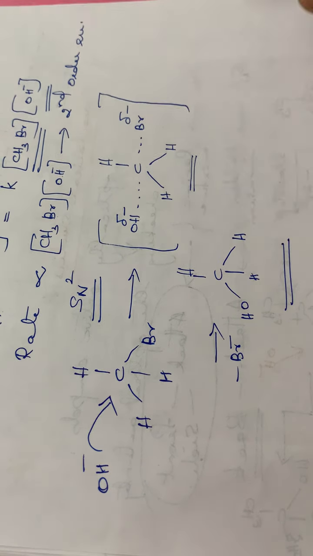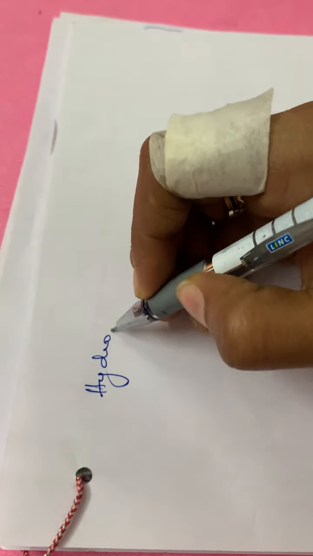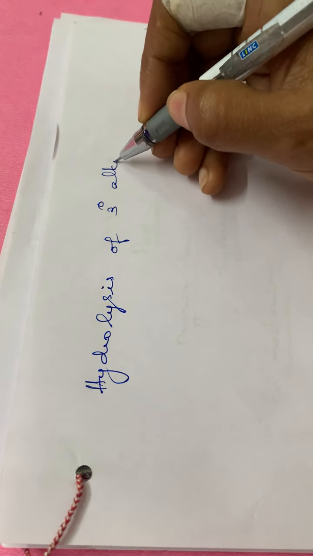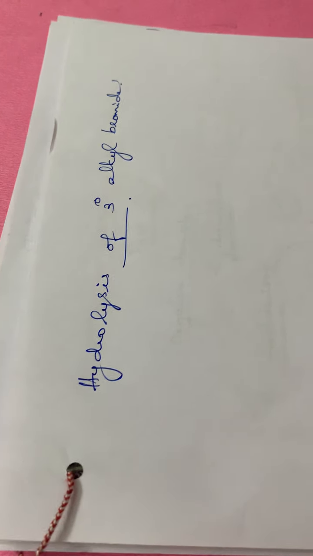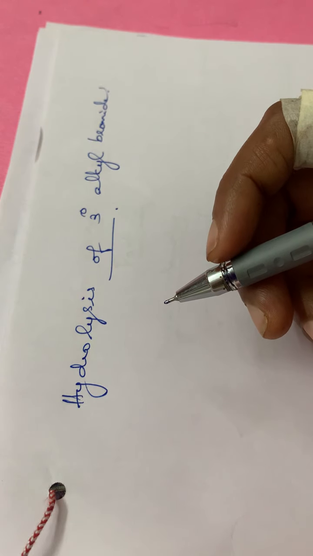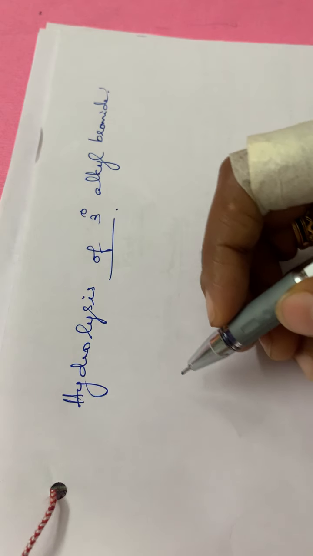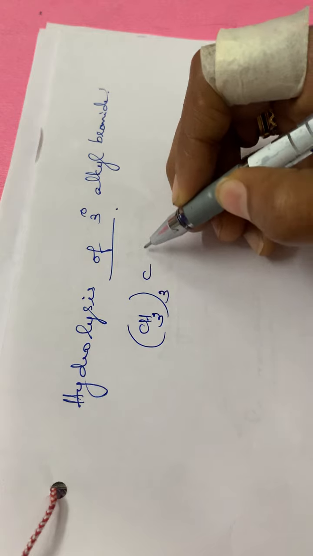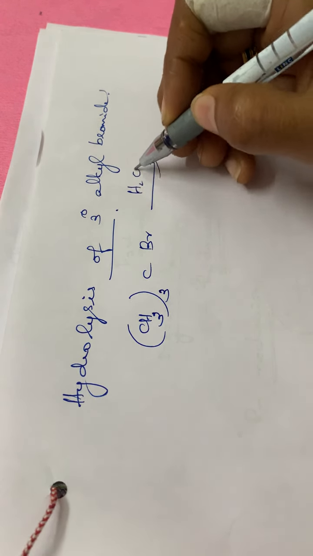Then the next is the hydrolysis of a tertiary alkyl halide. Hydrolysis of a tertiary alkyl bromide, that is (CH3)3CBr, tertiary alkyl bromide. Hydrolysis of tertiary alkyl bromide.